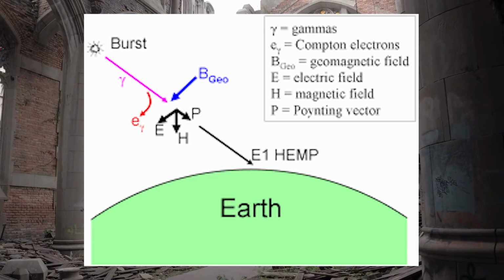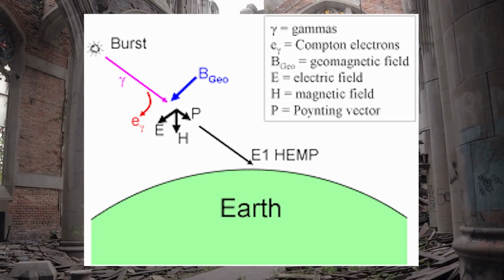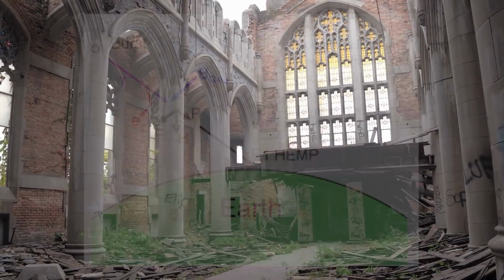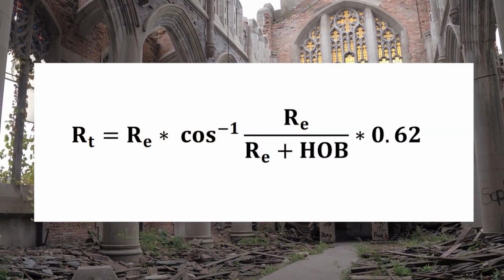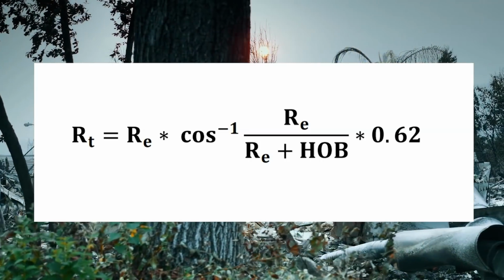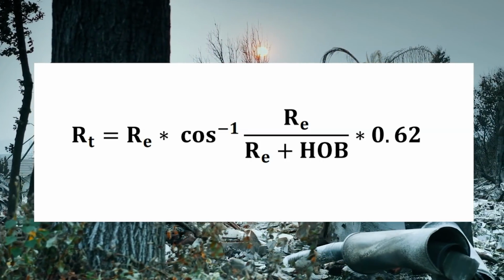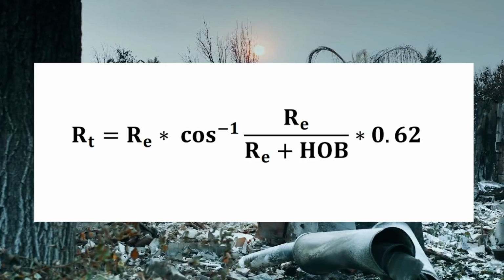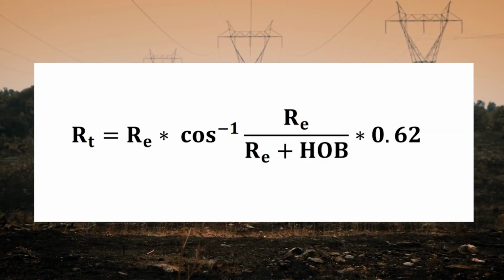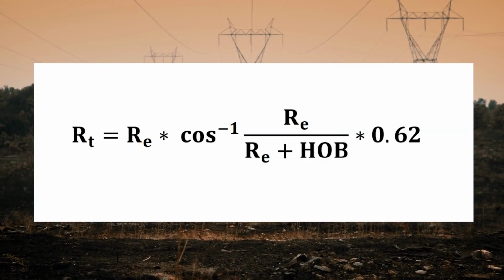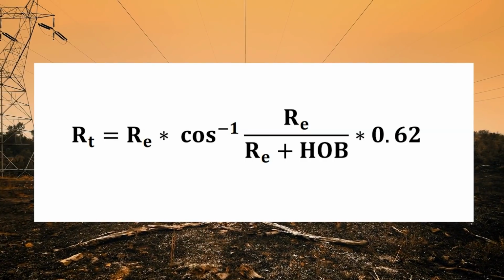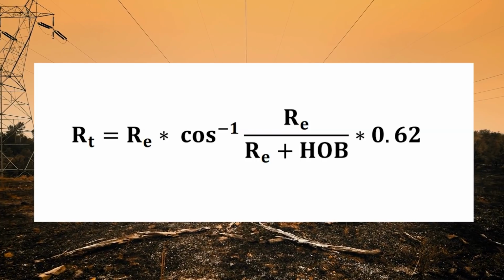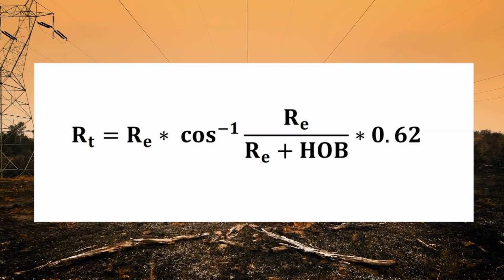Assuming a yield of sufficient strength, 1 megaton or more, the ground coverage can be estimated from the following formula, where RT equals the radius of the affected area in miles, RE is the average radius of the Earth in kilometers, assumed to be 6,370 kilometers, HOB is the height of blast in kilometers, and cos⁻¹ is the arc cosine in radians. Note that this equation is in radians.